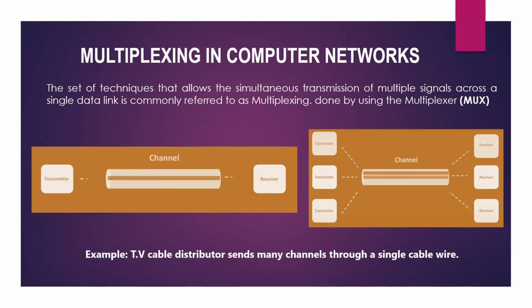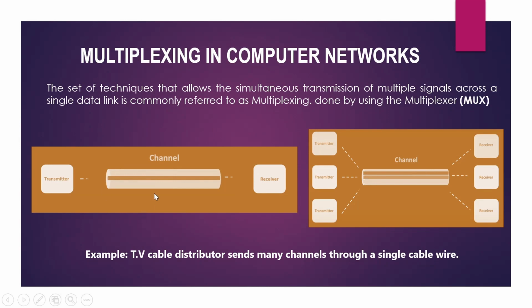So the topic for the day is multiplexing in computer networks. What is basically multiplexing? The set of techniques that allows the simultaneous transmission of multiple signals across a single data link is known as multiplexing. It is done using a multiplexer and a demultiplexer, as you will see in the next slides.